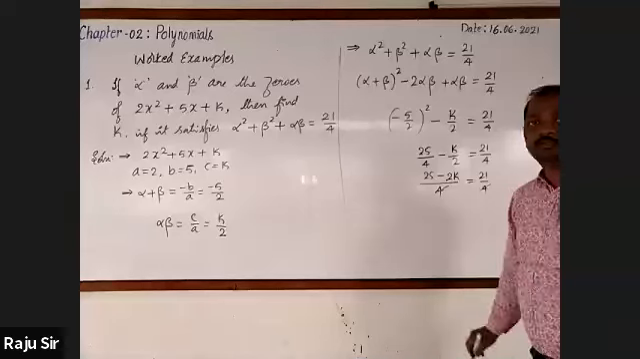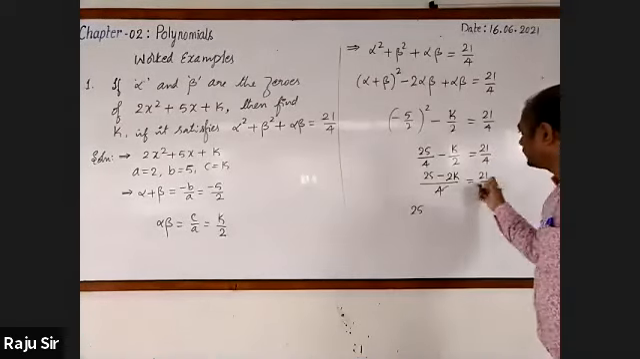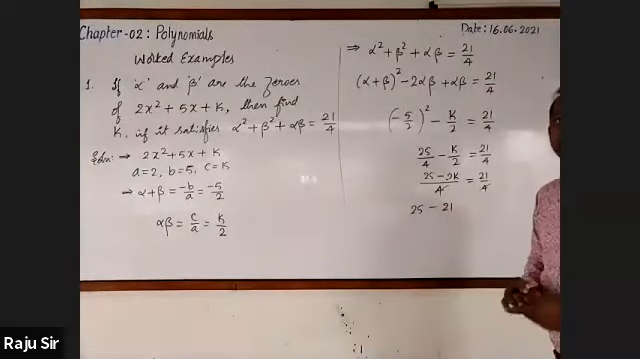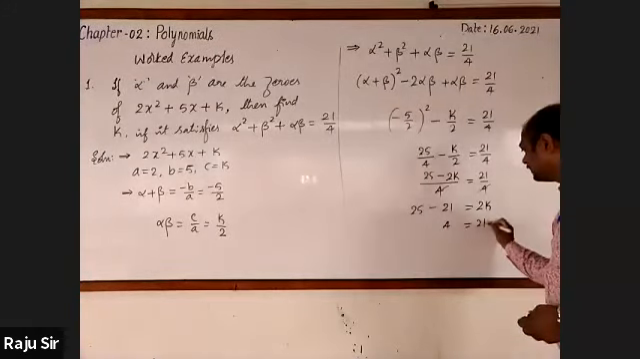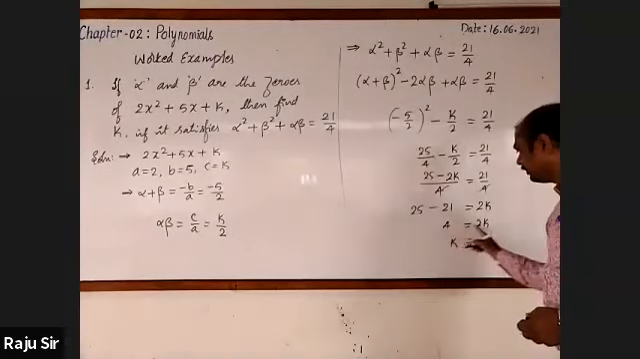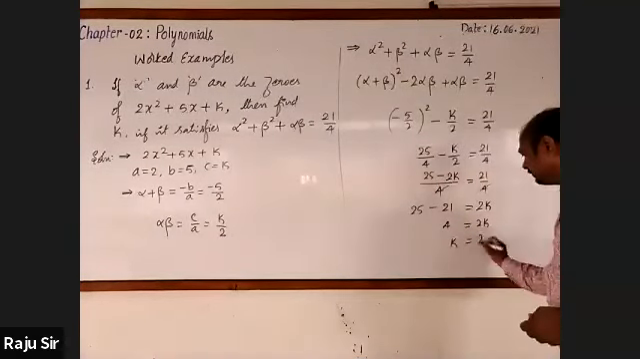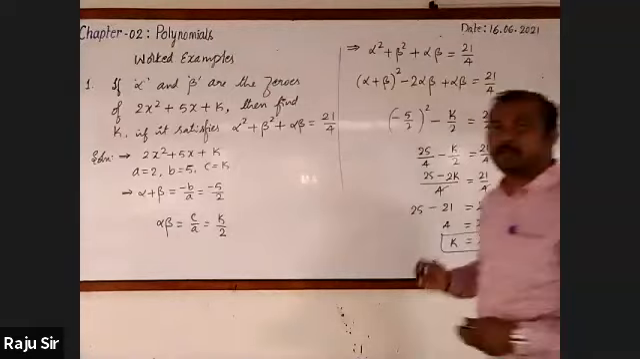Yes sir. Okay. Now the LCM is 4. It is 25 minus 2k is equal to 21 by 4. 4 and 4 get cancelled. Now 25, transfer 21 to the left hand side. It becomes minus 21. Transfer minus 2k to the right hand side. It becomes plus 2k. 25 minus 21 is 4, which is equal to 2k. K is equal to 4 by 2, which is nothing but 2. So the value of k is 2.